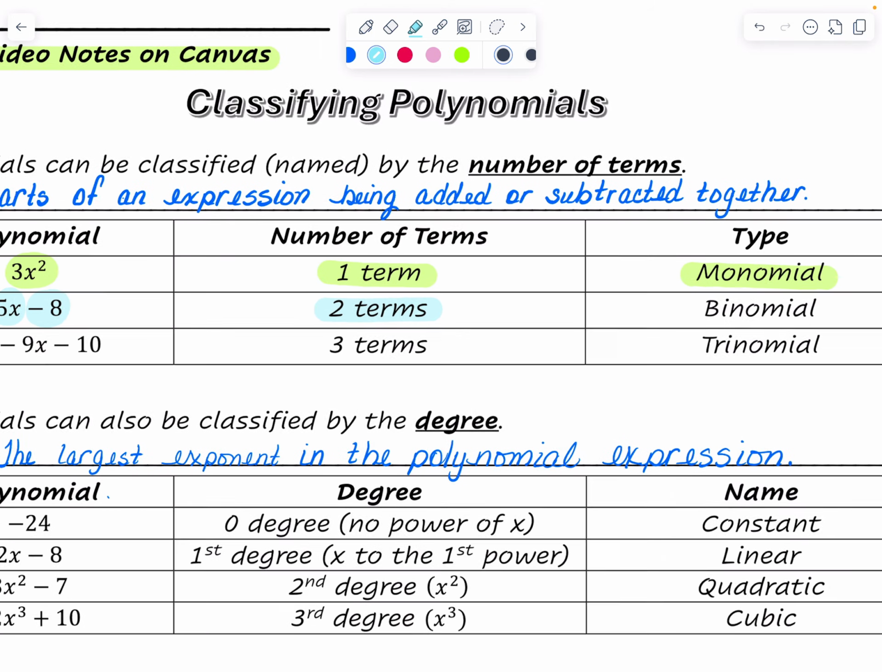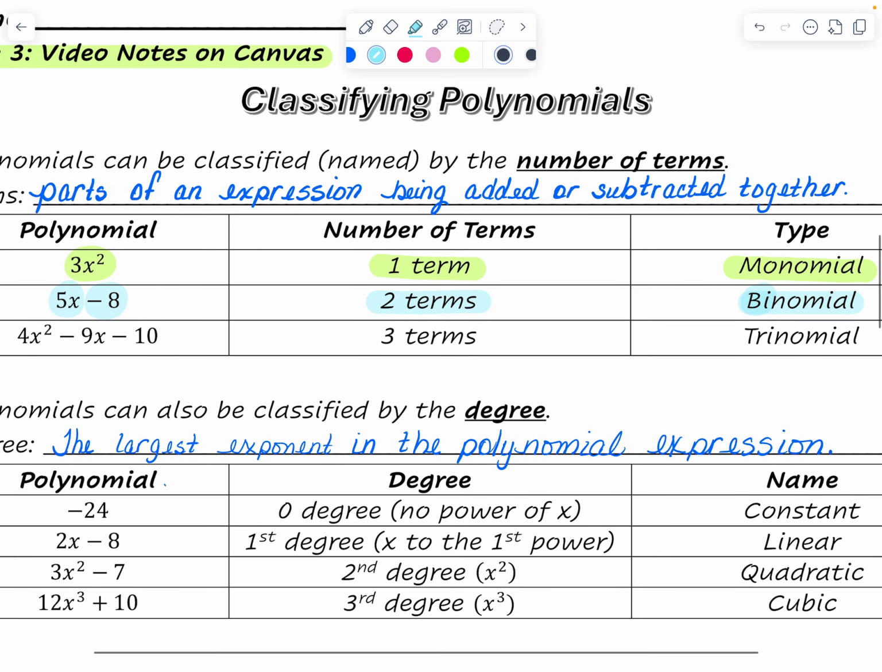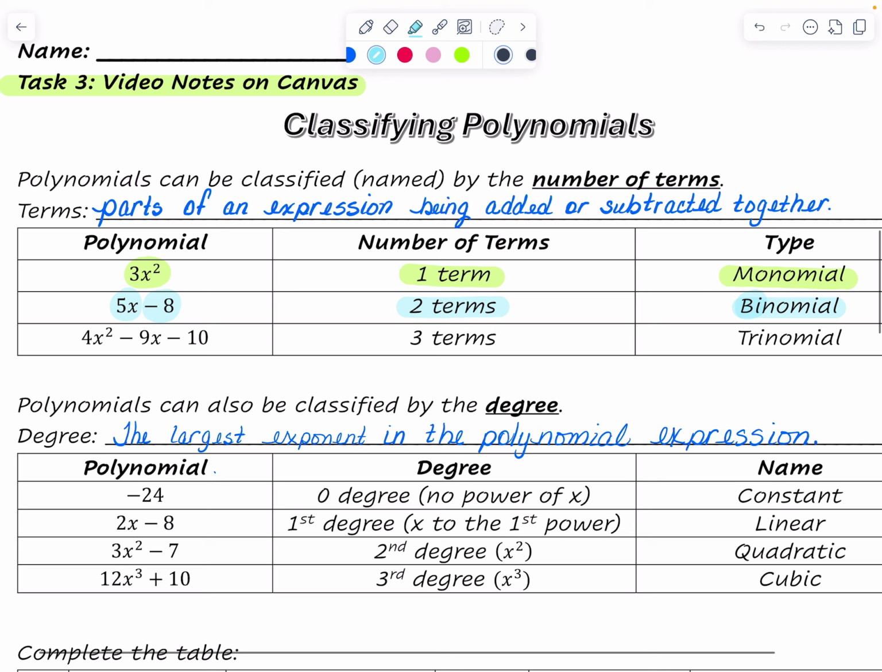Now the way that I think about binomial is I think about a bicycle. A bicycle has two wheels, so a binomial will have two parts. Then the next one is called a trinomial. When I think about a trinomial, I think about a tricycle. A tricycle has three wheels, so a trinomial must have three parts that are being combined together using addition and subtraction. So this one has three terms.